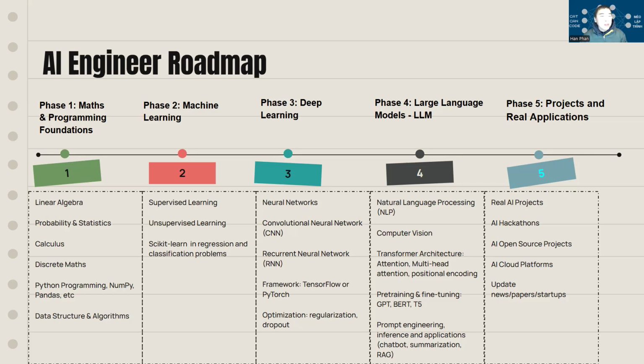So for the roadmap to become an AI engineer, I divide them into 5 different phases. In the first phase, you will need to develop your math and programming foundation. You need to learn things like linear algebra, probability and statistics, calculus, discrete mathematics, Python programming. Python is a language of data and AI. It's a really popular programming language for this type of problems.